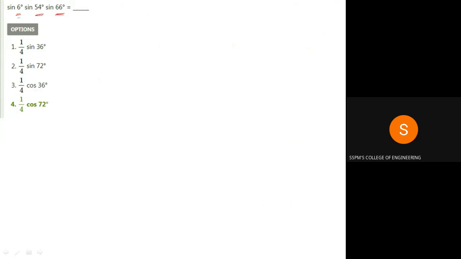So 54 can be written as 60 minus 6. 66 can be written as 60 plus 6. In such a way we will convert them and try to solve. So this is sine 6 degree into sine 54 degree into sine 66 degree. We will write it as sine 6 degree into sine of 60 minus 6 degree into sine of 60 plus 6 degree. We replaced 54 by 60 minus 6 and 66 by 60 plus 6.